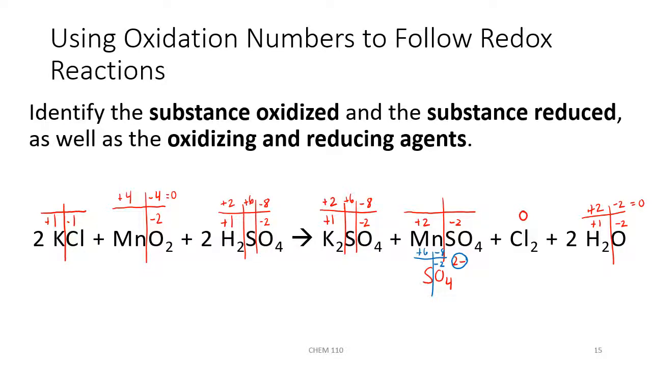To track the changes, we need to see what is different on the reactant side going to the product side. Notice that potassium is a +1 on the left, and it's still a +1 on the right. Manganese started in a +4 oxidation state, and it went down to a +2 oxidation state.